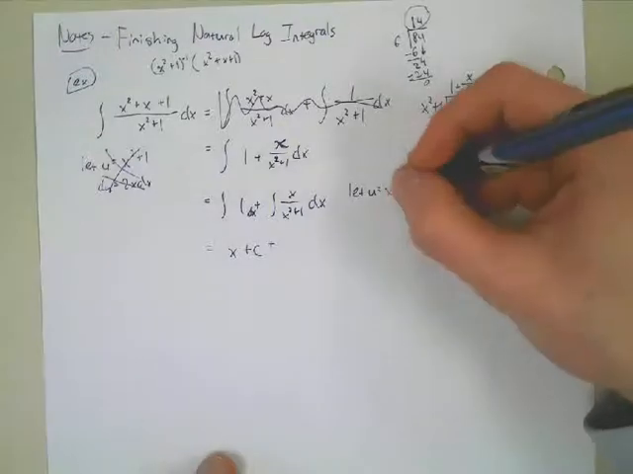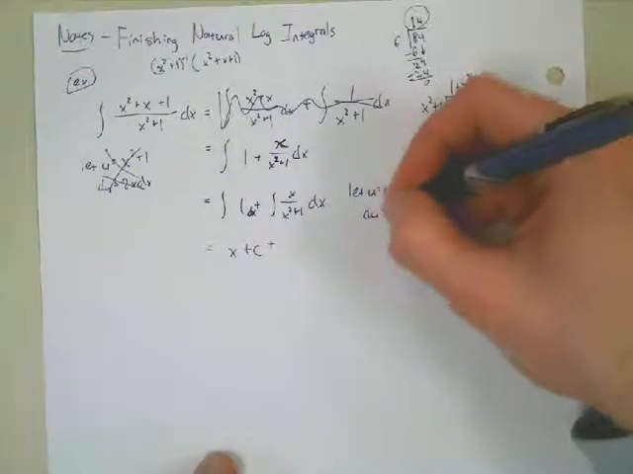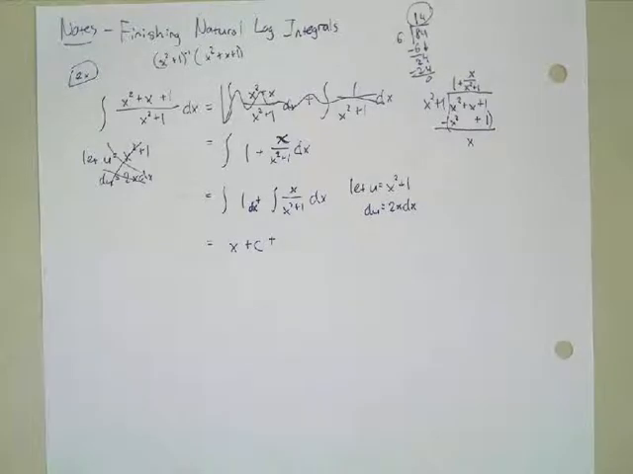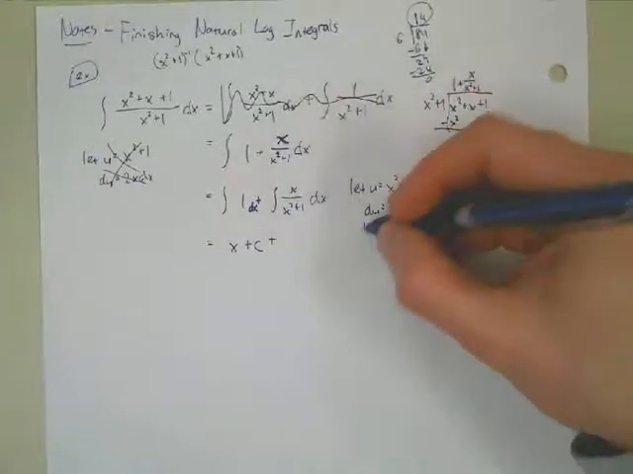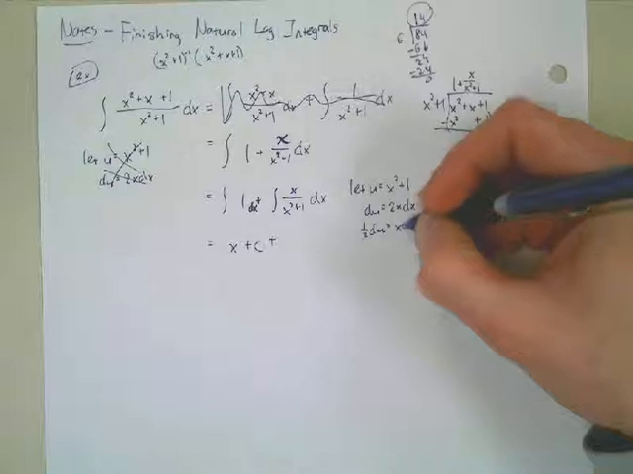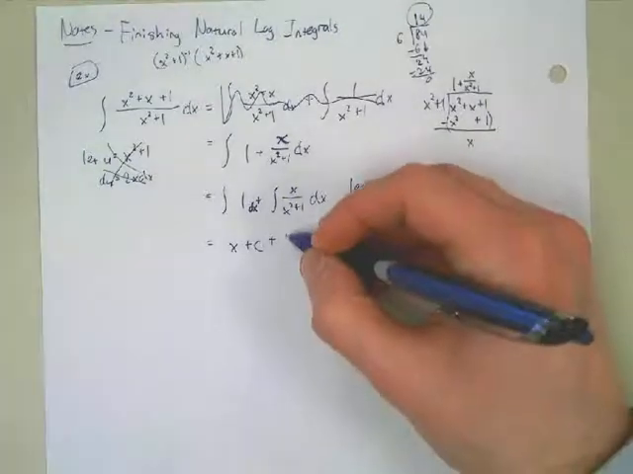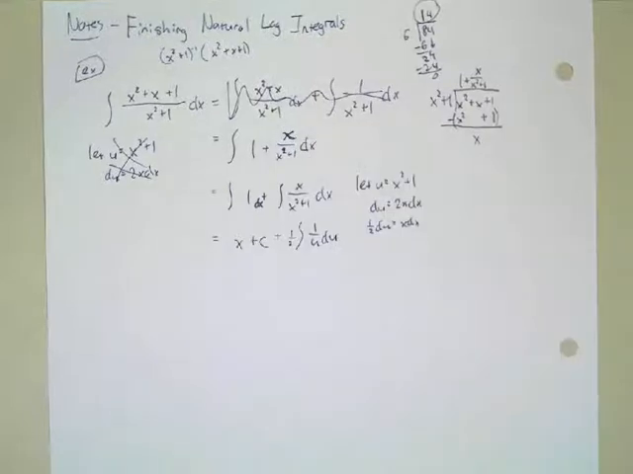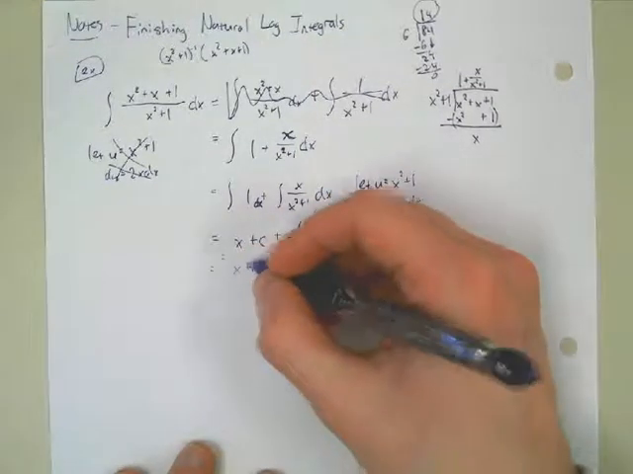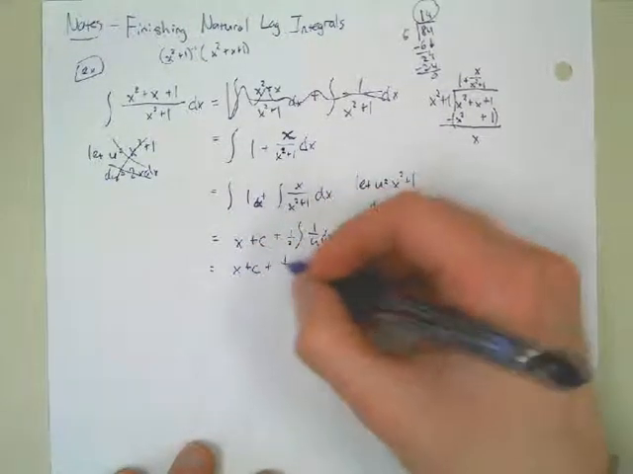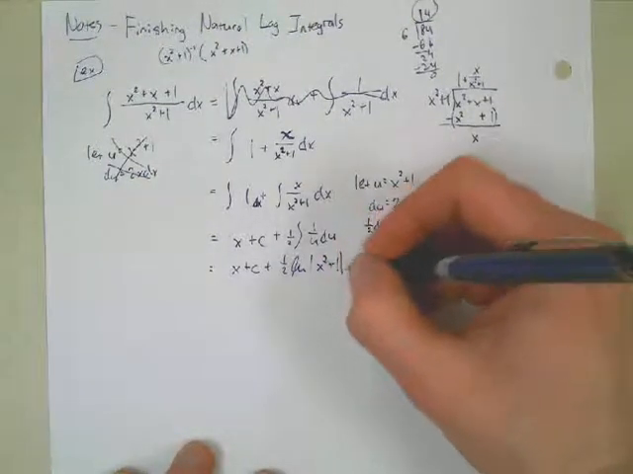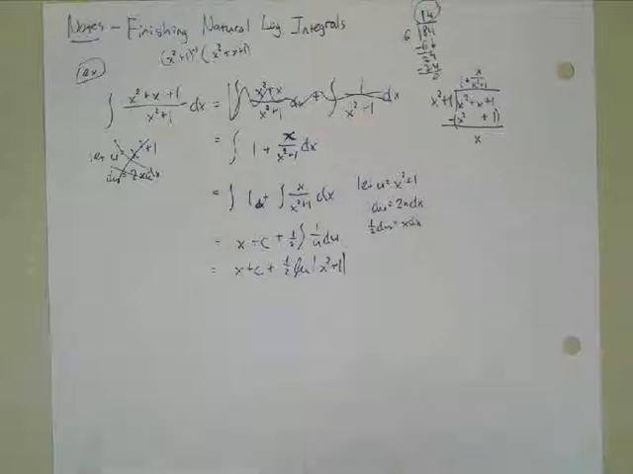Now we're going to let u equal what here, James? x squared plus 1, you got it. So then du is 2x dx. We don't have 2x dx, we just have x dx. So it's 1/2 du equals x dx. And so this becomes then 1/2 the integral of 1 over u du. And so we have x plus c plus 1/2 the natural log of the absolute value of x squared plus 1. Nicely done.